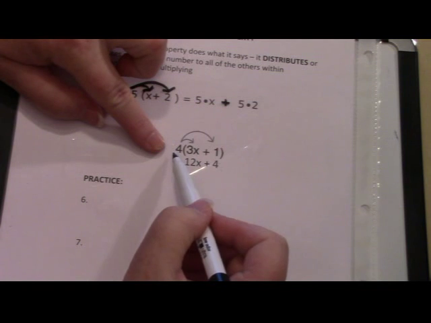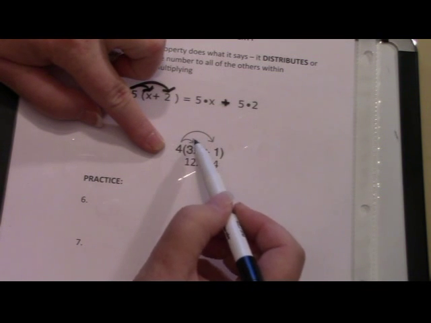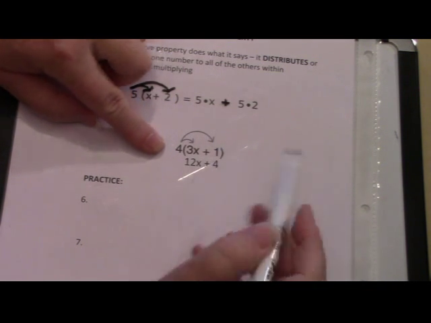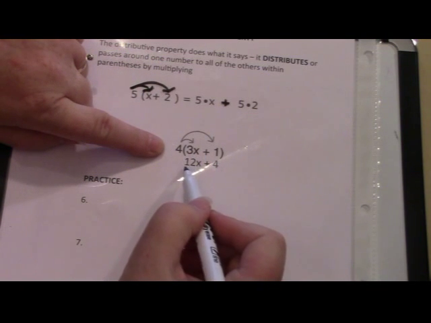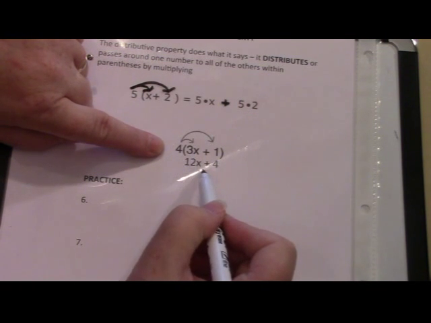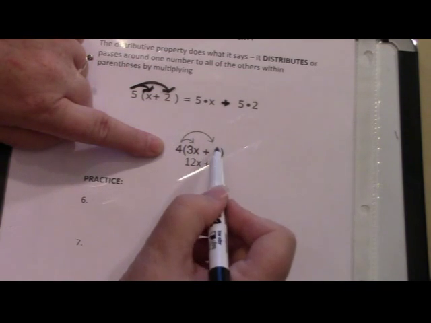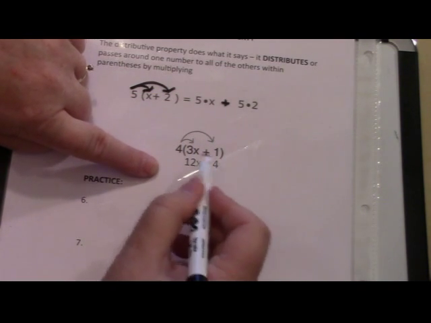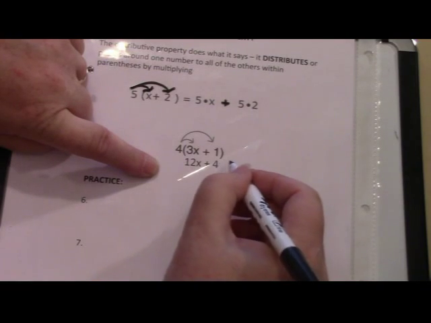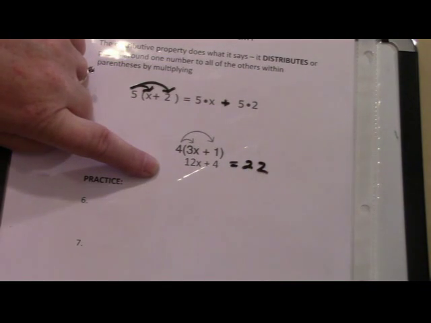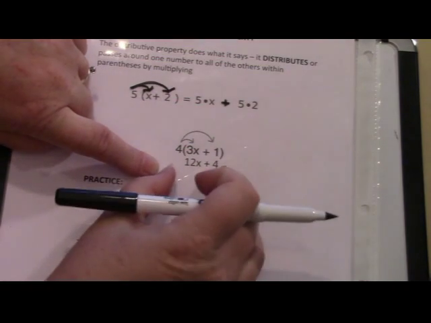Here's another example that's actually solved. I'm taking this 4 and we are distributing it to the 3x and the 1. So 4 times 3x is 12x because 4 times 3 is 12. And then 4 times 1 is simply just 4. I can't evaluate or solve this problem any further because I don't know any values for x. It's unknown. If I were to stick an equals 22, well then I could solve it. But right now, all I've done is distribute it and it's as simple as it's going to get.